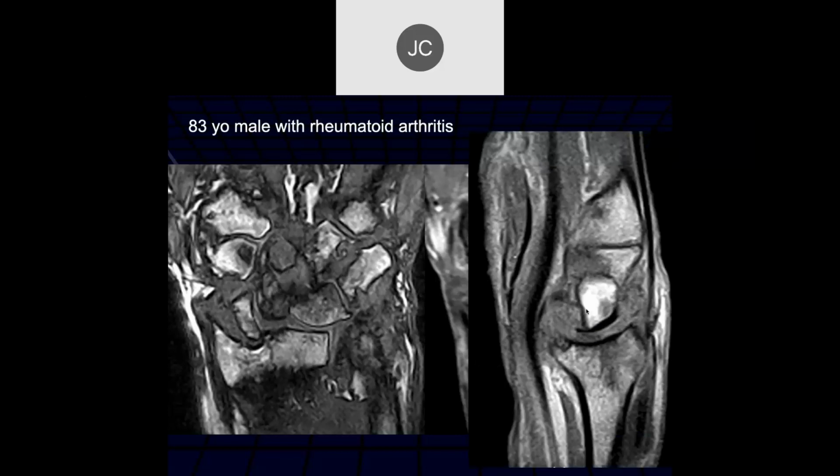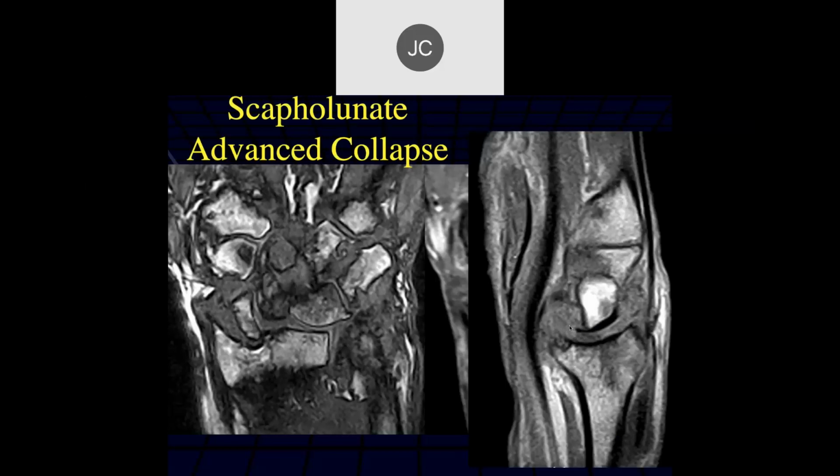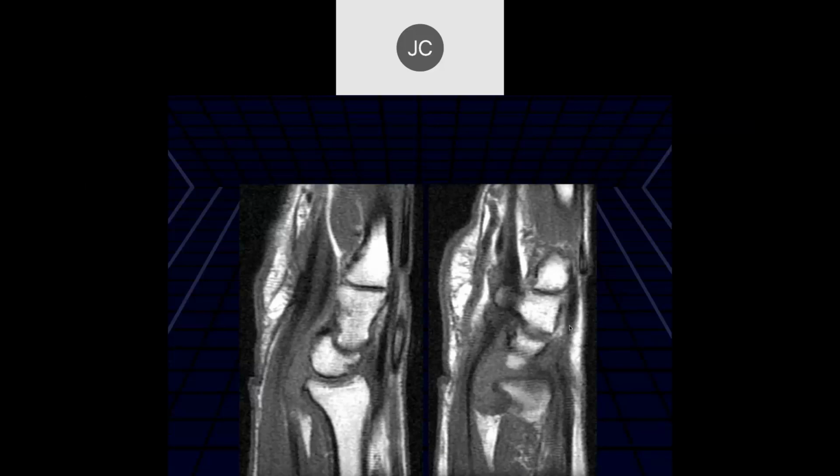see here. And the lunate is markedly displaced. So this is even a more severe example of scapholunate advanced collapse with destruction of a lot of the bones. That was with rheumatoid arthritis.